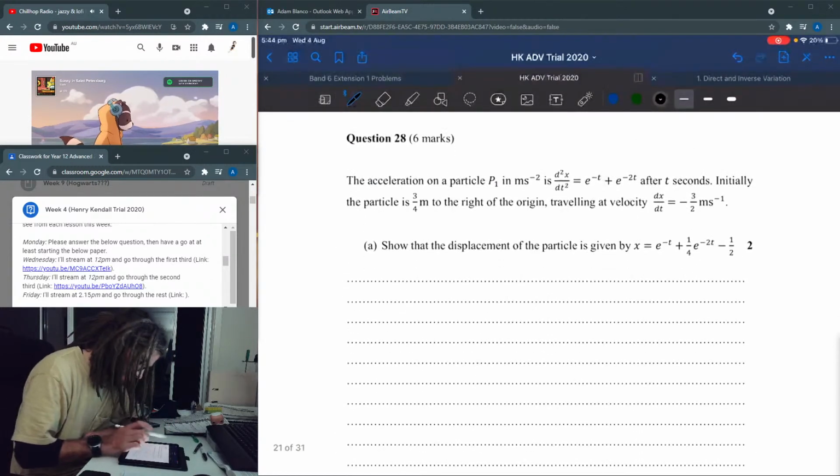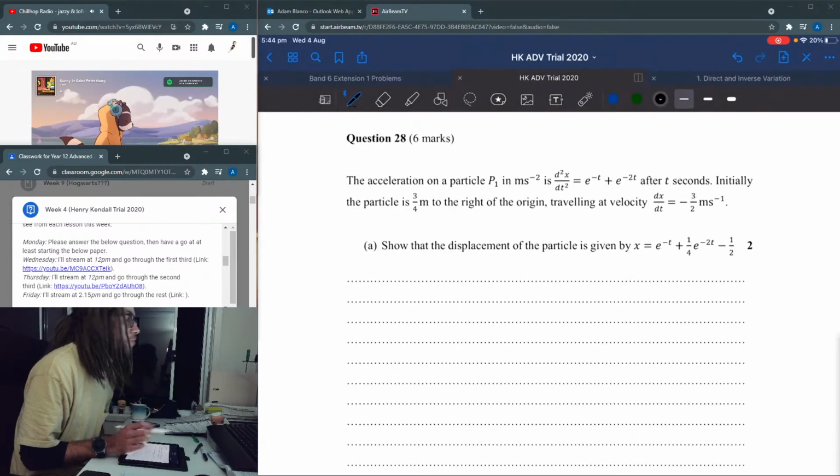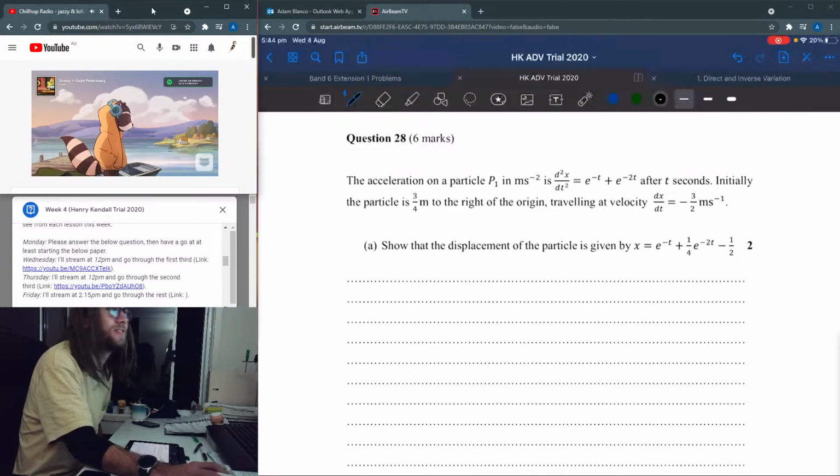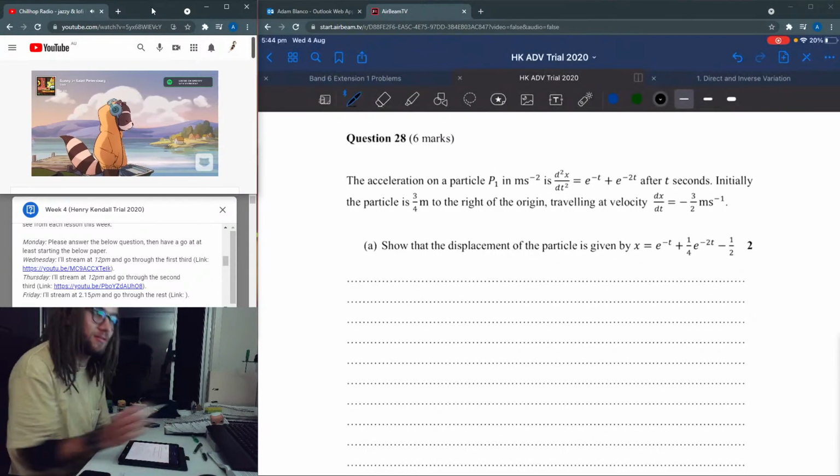Okay. The acceleration, is everything working? Make sure everything's working. Seems to be, okay.